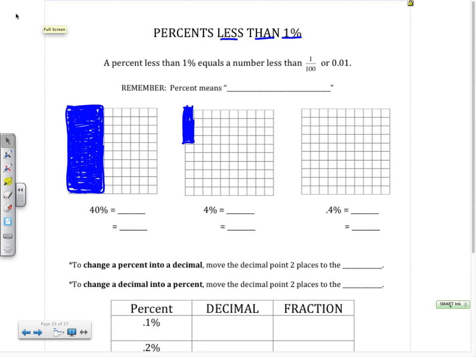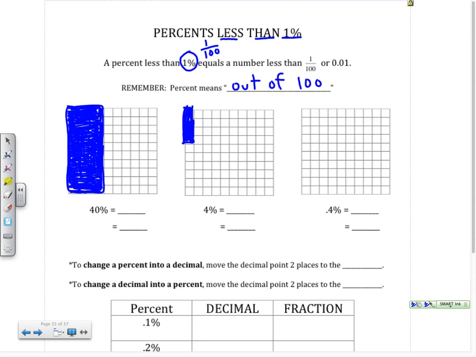Let's take a look at percents that are less than 1%. A percent less than 1% equals a number that is less than 1/100th, or a decimal between 0 and 1/100th. As we recall, any number with a percent sign after it means that number out of 100. So there can be numbers that are actually less than 1%. Remember, percent means out of 100 or per 100.